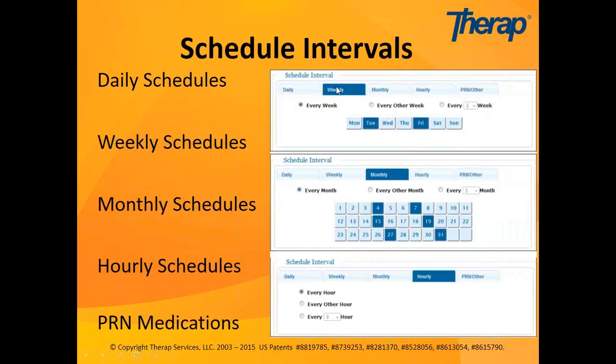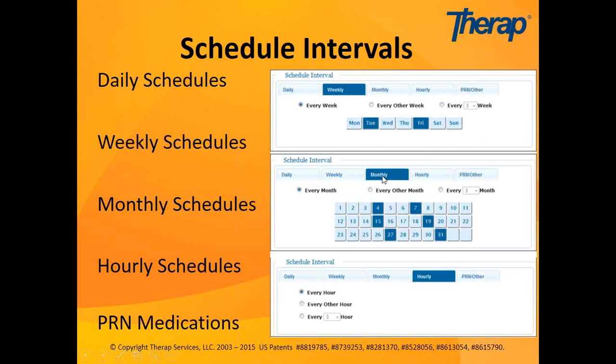So we looked at the daily tab. Let's look at a couple of those other tabs. So you have the weekly schedule tab where you can schedule this every week or every other week, and then you can choose the days of the week when it is to be given. Every third week, every fifth week, you can go ahead and schedule that out as much as you want to.